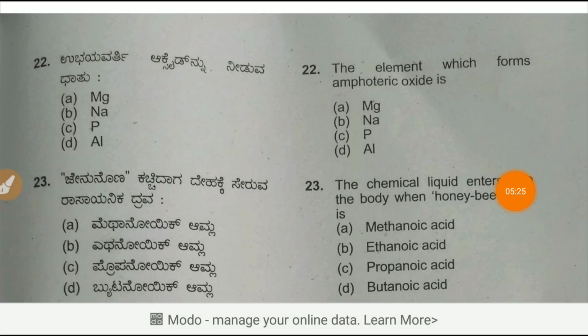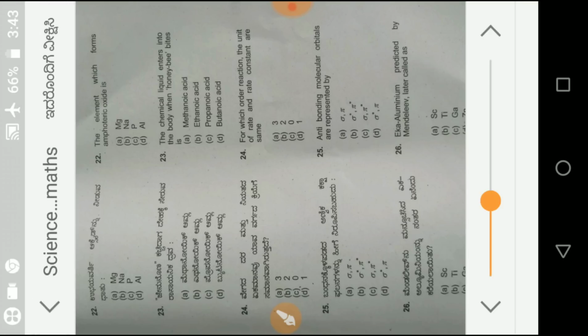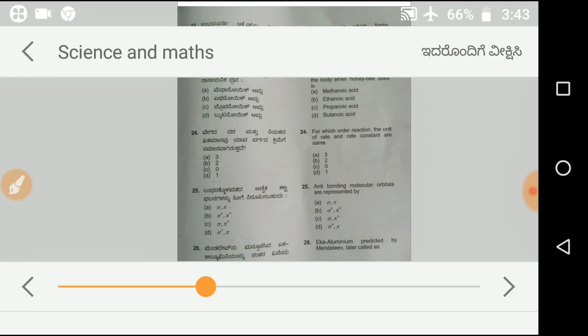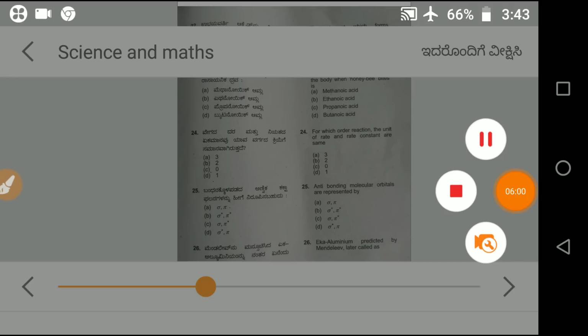the element which forms amphoteric oxide. Dear friends, amphoteric oxides are oxides that act as both acids as well as bases. Therefore, the best example of amphoteric oxide is aluminum oxide, Al2O3. Therefore, the right answer is Al.